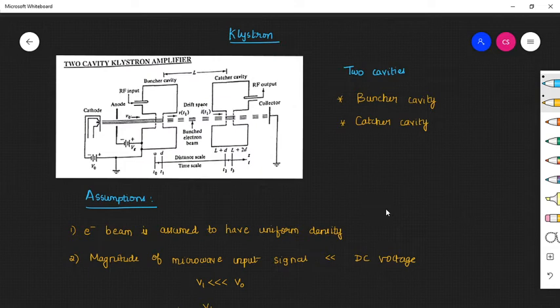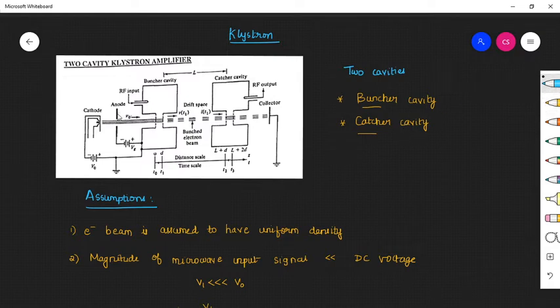The klystron is a form of amplifier that is used to amplify signals in the microwave ranges. We're going to see the two-cavity klystron amplifier. And as the name suggests, the two-cavity klystron amplifier has two cavities, namely the buncher cavity and the catcher cavity. Before analyzing the two-cavity klystron amplifier, let us first see its schematic and basic working principle.